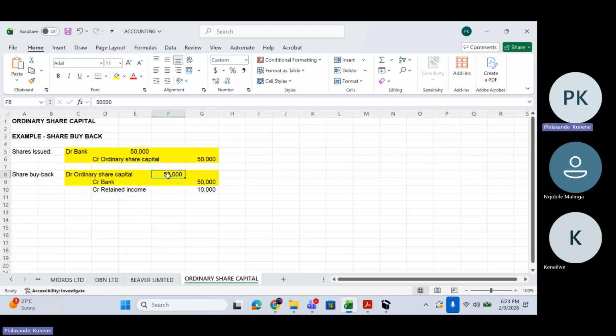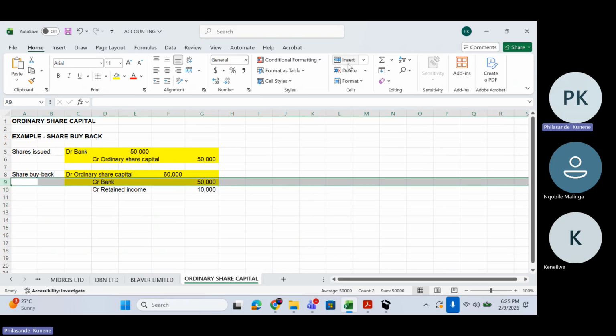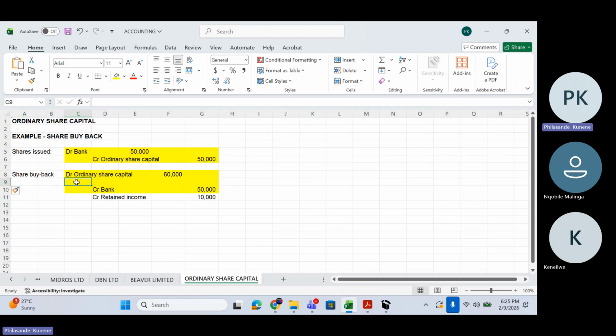But this side, let me just do it like this. If I issued shares at 50,000, oh, sorry, no, I'm not crediting. I'm sorry about this. We're supposed to debit it. So retained income should be here as 10,000. And then here we're supposed to have 50,000, and then in the bank 60,000 rand.